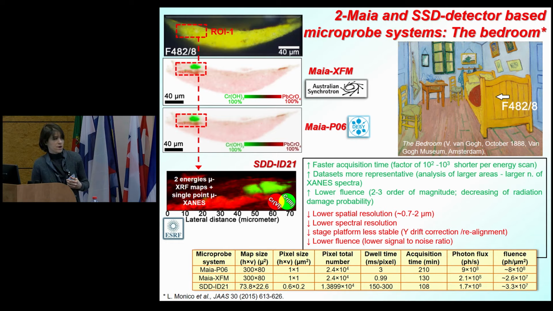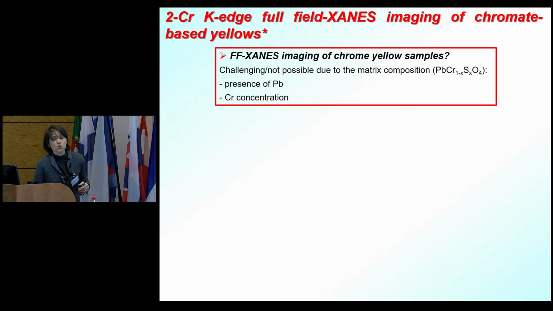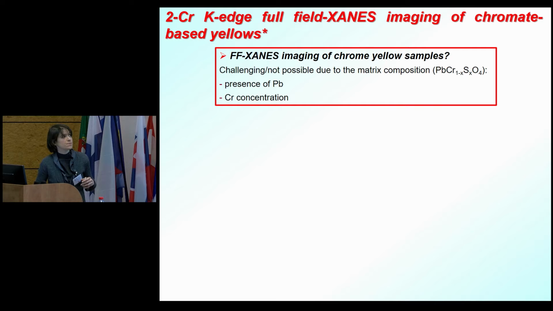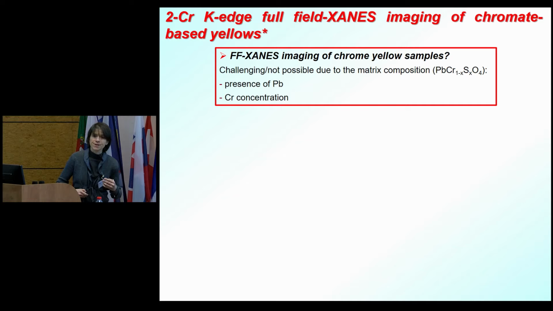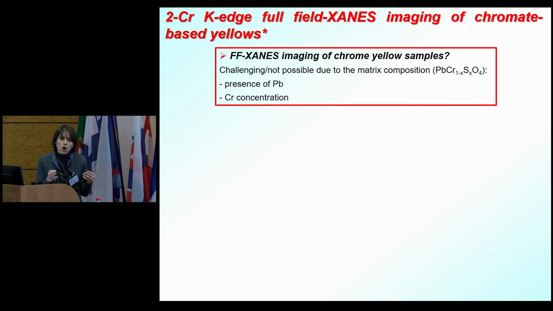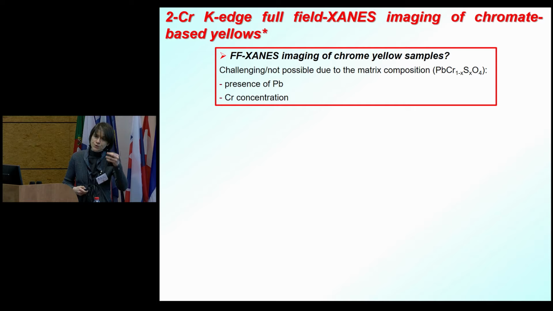So, as a last step, we also tried to explore the possibility of applying full-field XANES imaging in transmission mode to chrome yellow samples. We did some tests, and in the end, we could conclude that this is very challenging as an experiment, or not possible, because, since we measure in transmission mode, this kind of measurement requires ad hoc sample preparation of a thin section. The success of this kind of measurement depends strongly not only on the thickness of your samples, but also on the composition of the matrix. In our case, our measurements were complicated by the presence of lead and by the fact that the most light-sensitive samples also show a very low concentration of chromium.